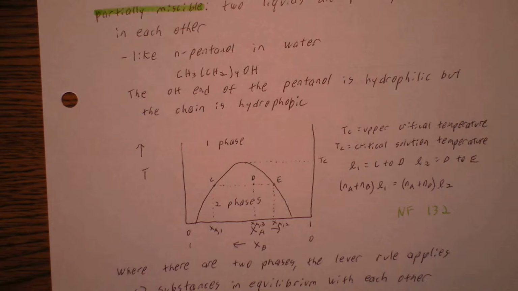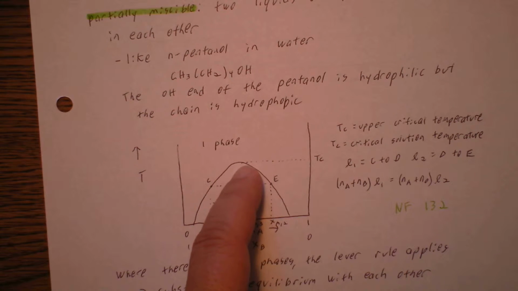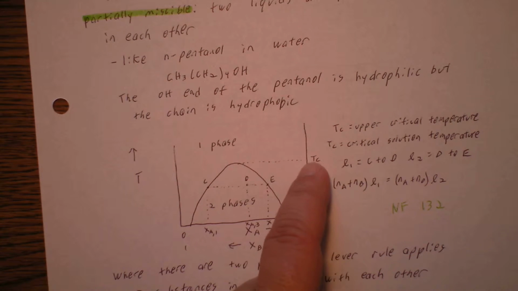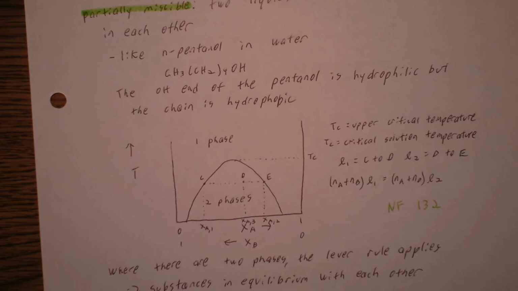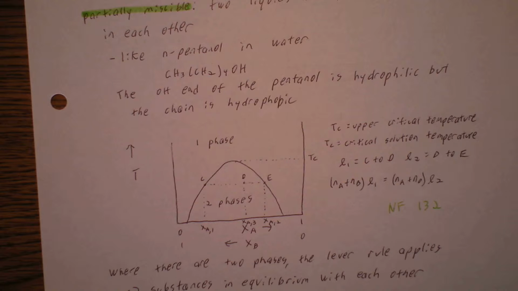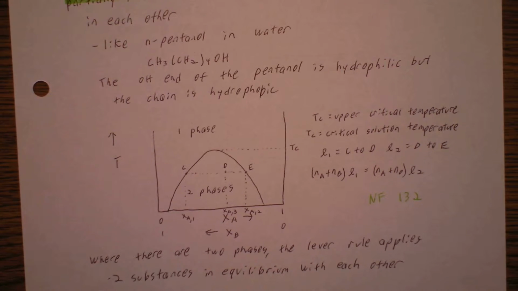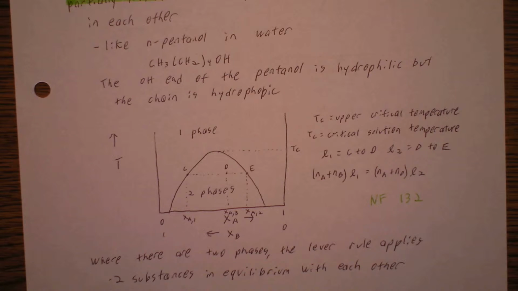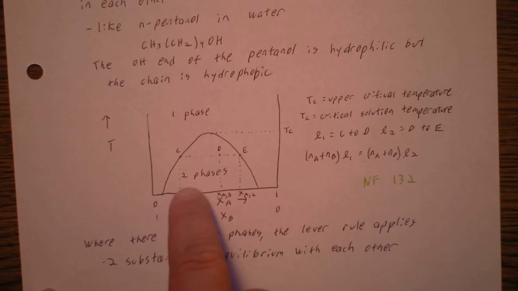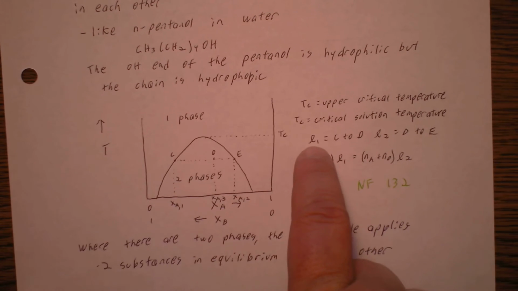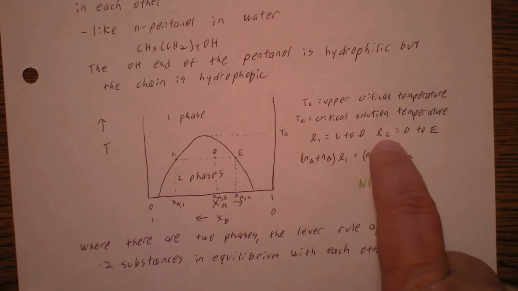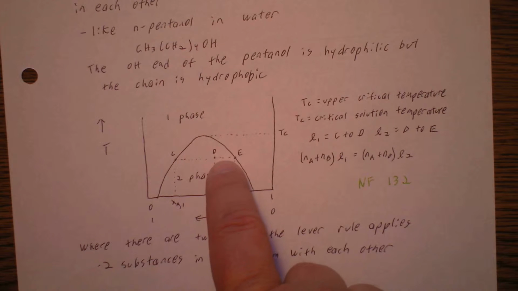Don't assume yet. Now, this temperature up here, the highest temperature, capital T subscript C, is called the critical temperature, or the upper critical temperature, or the critical solution temperature. So that's the highest temperature at which you can have two phases. So L1, where are we? This lever line 1 is going to be C to D, and this line 2, D to E.